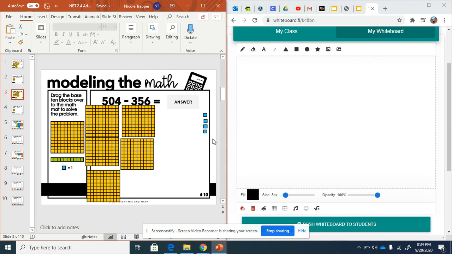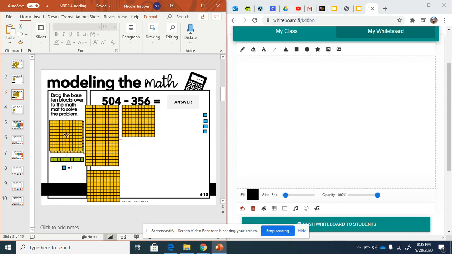So I'm doing 4 minus 6. Well, I only have 4 ones to take away, so I know that I cannot do that. So what I'm going to have to do is I'm going to have to unbundle. I would like to unbundle one of these tens, but I don't have any tens. So I'm going to have to unbundle one of the hundreds. So I'm going to have to put one of these hundreds away and take out 10 tens.